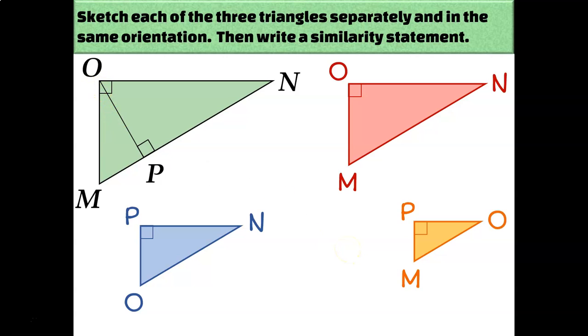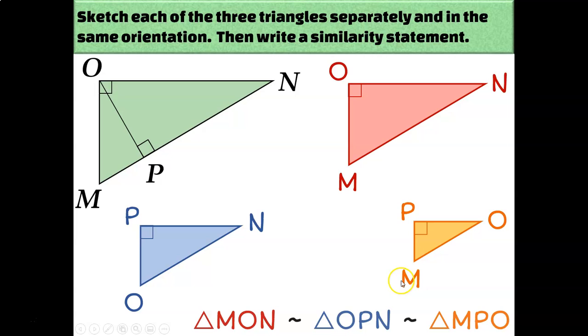Now that I've redrawn the 3 triangles from this original diagram in the same orientation, it makes it much easier to write a similarity statement. For example, if I call the first triangle, the red triangle, MON, then I just follow that same pattern when I'm naming the other 2 triangles. So MON would be similar to OPN, would be similar to MPO. So the order of the letters in each of these triangles' names, I know have to go in the same order because of the way that I've drawn these diagrams to be in the same orientation.